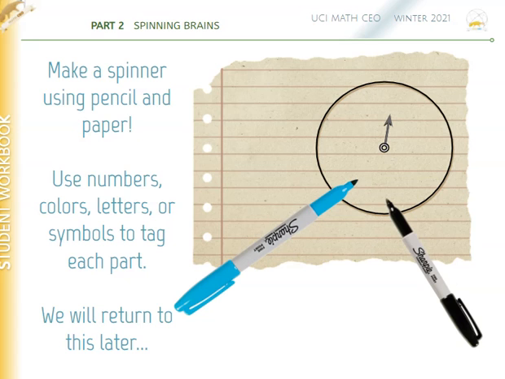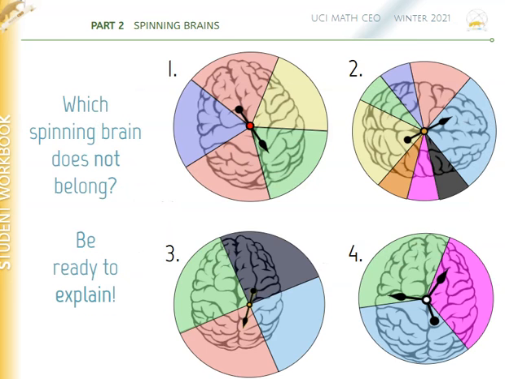But it's a good idea to actually give them some examples. So make your own spinner and have it ready when meeting comes. Okay, moving on to the which does not belong activity. So this is a good routine in general for exploration. So you do it at the end of meetings, and then you show them these 4 pictures for spinning brains.